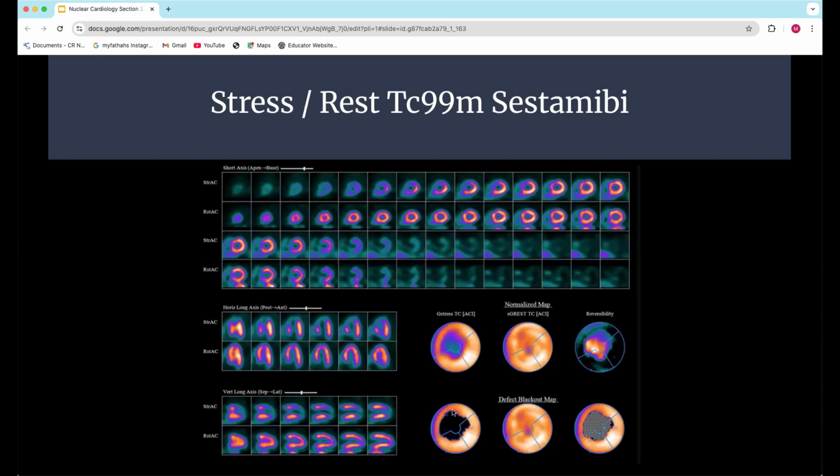So here are some polar maps right down here. These are the ones that are divided according to the coronary arteries. And so again, as you look at the images up here and you see a defect, and you look at these polar maps, anyone want to be brave and tell me what their opinion is of what coronary artery might be involved here? Would that be the LAD? Yeah, it looks like LAD to me.